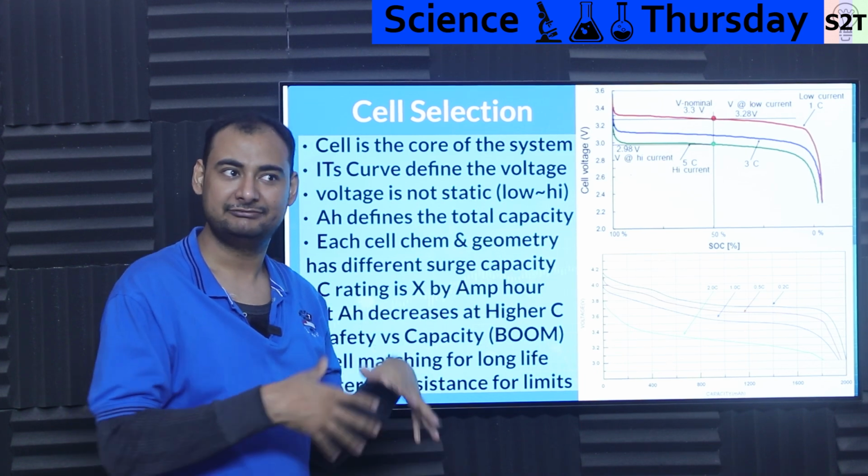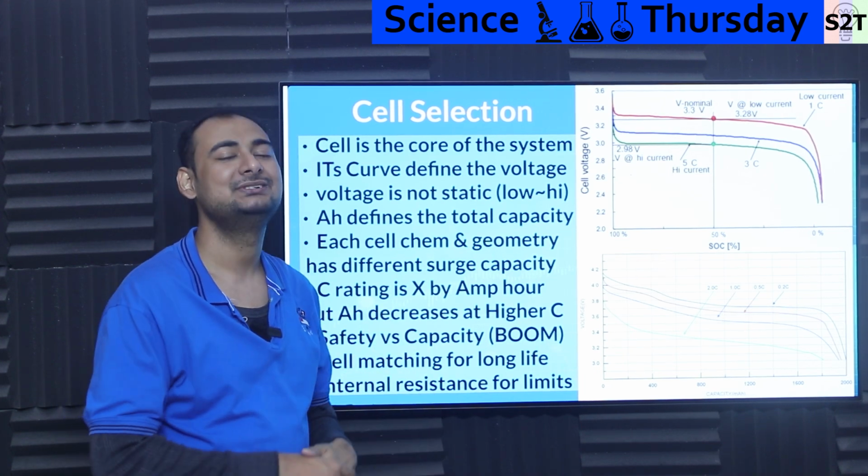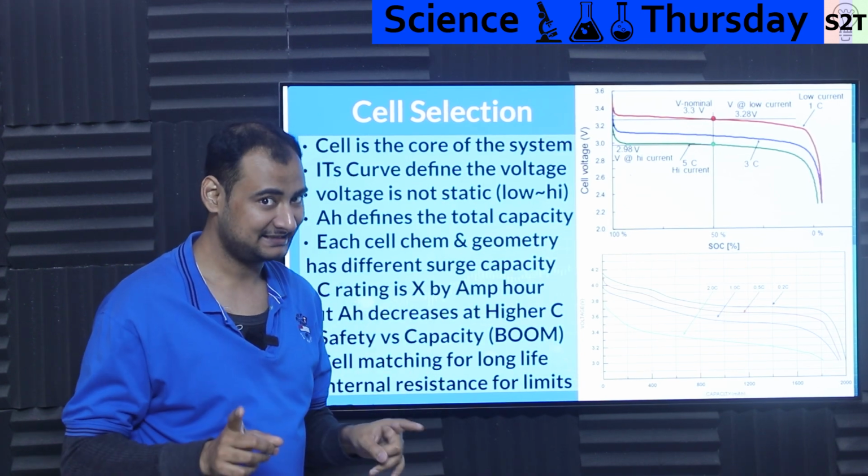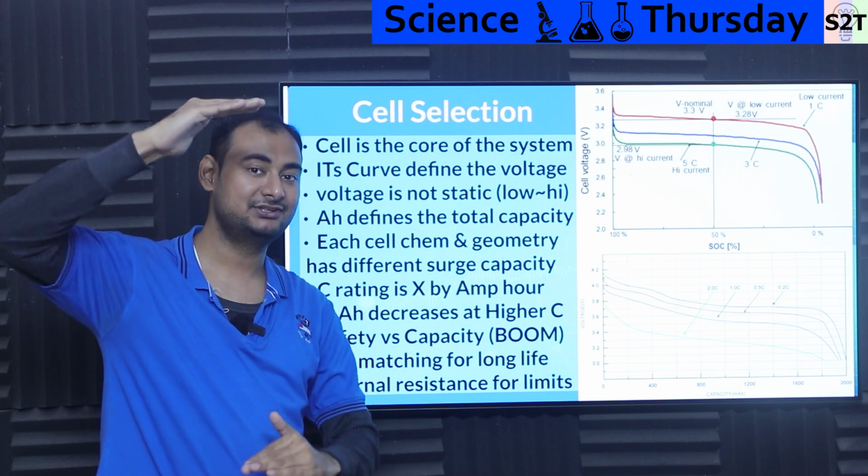Basically, you do not want a 50 volt rated capacitor in those scenarios. You may want a 60 volt rated capacitor. So again, voltage is not static. It's always high to low. You have to design the range.